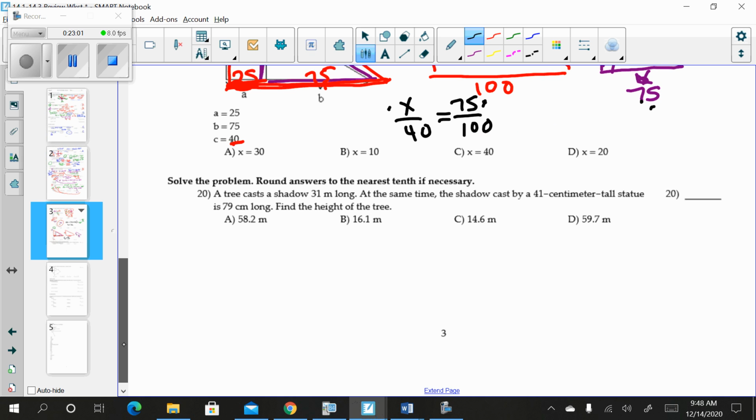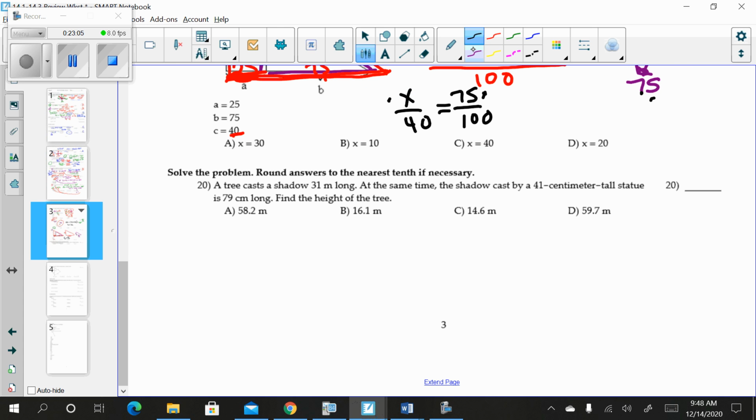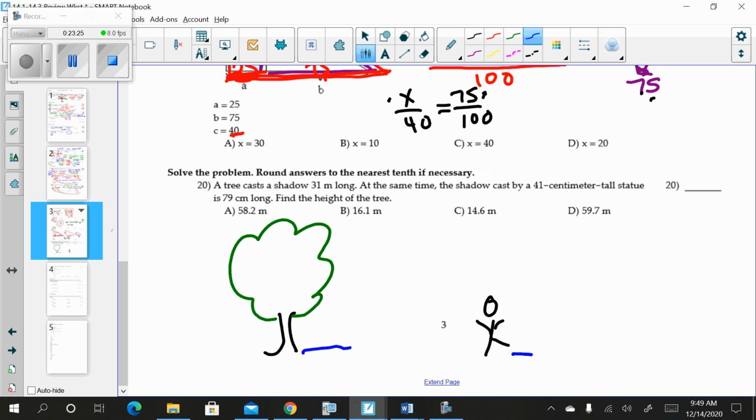All right, for number 20, you're going to have to draw a picture, and we did ones like this before. You have a tree that's casting a shadow. At the same time, a statue is casting a shadow. So you want to have that picture representing what's happening here. So we have a tree casting a shadow, and then we have a statue casting a shadow at the same time of day. So the shadows are going to be coming from whatever the angle of the sun is, but they're casting a shadow at the same time of day.